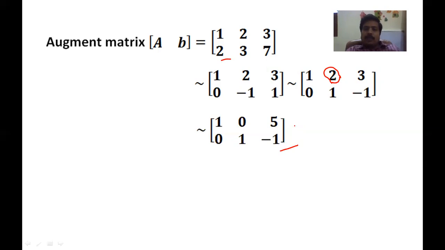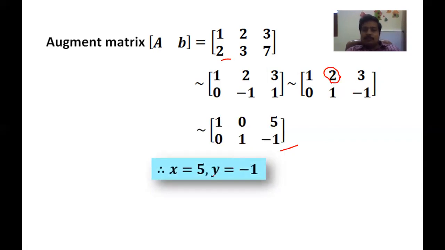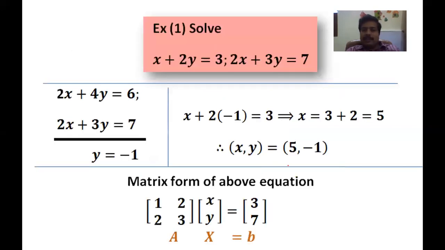So the reduced echelon form of a matrix will directly give us the solutions. This first row relates to the unknown x, and the second row relates to the unknown y. So the first equation is x plus 0y is equal to 5. That is x is equal to 5. And the second row gives us y is equal to minus 1. So we get the solution x is equal to 5 and y is equal to minus 1, which we have got by using this method.